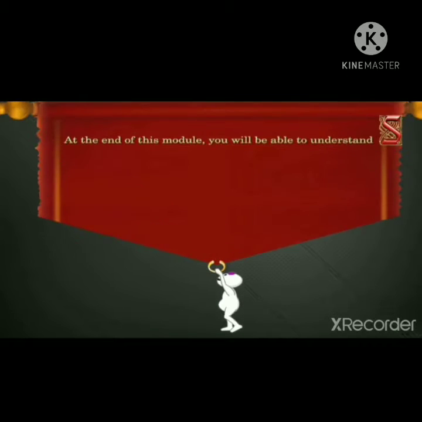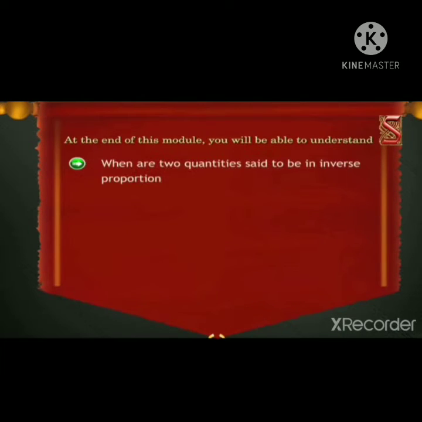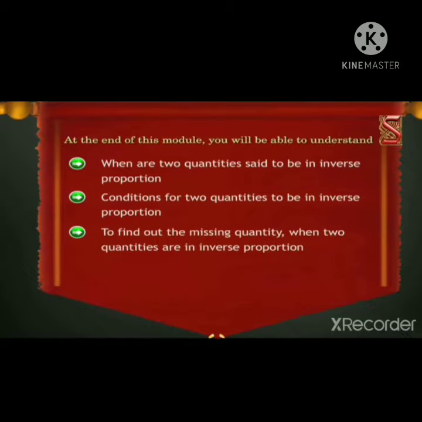At the end of the module, you will be able to understand when two quantities are said to be in inverse proportion, the conditions for two quantities to be in inverse proportion, to find the missing quantity when two quantities are in inverse proportion, and the applications of inverse proportion in our day-to-day life.